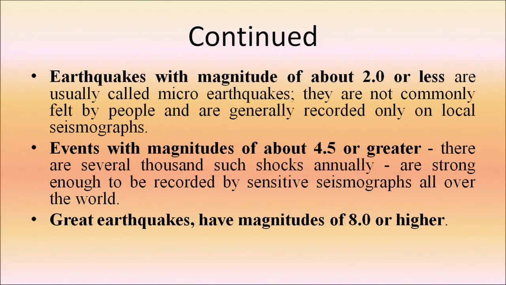Earthquakes with a magnitude of 2 or less are usually called micro earthquakes. They are not commonly felt by people and are generally recorded only on local seismographs. Events with a magnitude of about 4.5 or greater, of which there are several thousand annually, are strong enough to be recorded by sensitive seismographs all over the world. Great earthquakes have magnitudes of 8 or higher.